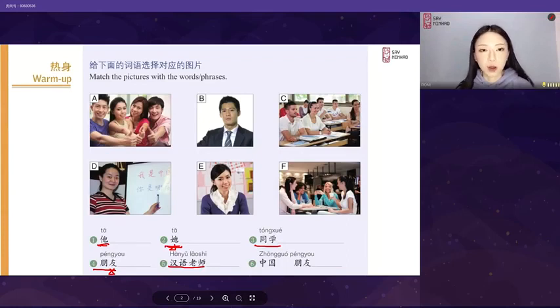This one is really easy to guess its meaning. 中国, we've already learned, it means China, right? And 朋友, we've learned, it means friend. So 中国朋友 means Chinese friends. Now, I will give you 15 seconds. Try to fill in the blanks.